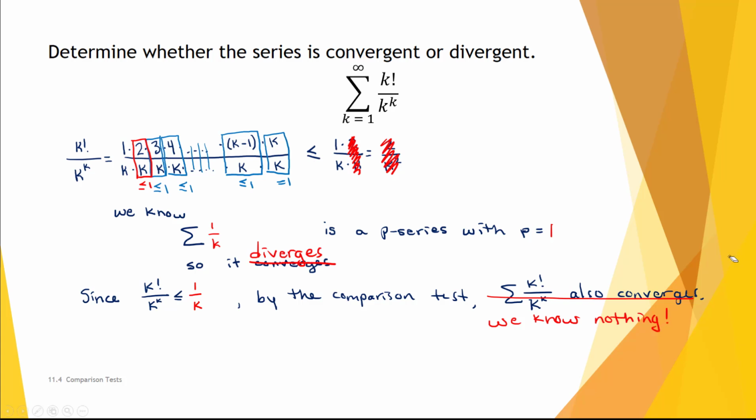My point is that if you are using the comparison test, you need to make sure that your term is less than or equal to a term that you know the series will converge, or you need to make sure your term is greater than or equal to a series that you know will diverge.